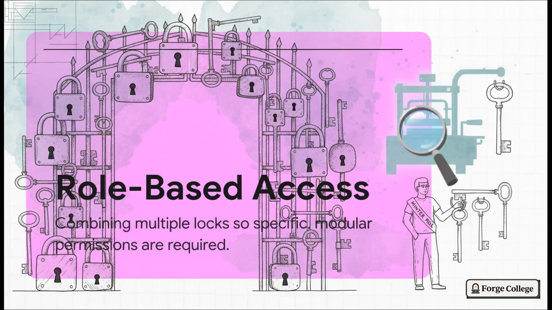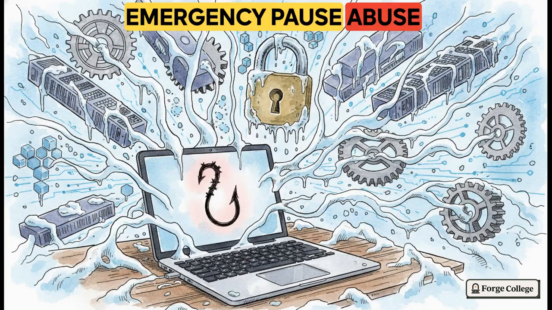So to prevent that specific minting nightmare, we use RBAC, or Role-Based Access Control. This is where we combine multiple locks and keys so that very specific modular permissions are required. It ensures that only a designated minter role holds that specific key. You aren't giving them the master key to the whole building, you're just giving them the key to the printing press. And that brings us to scenario 3, emergency pause abuse.